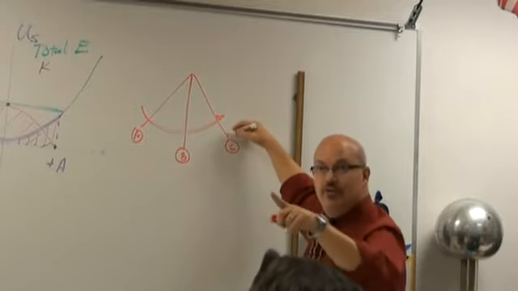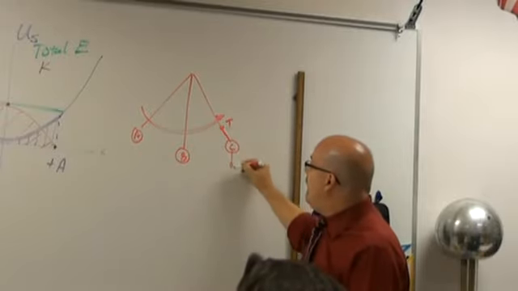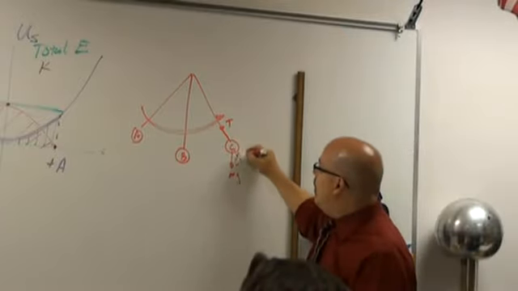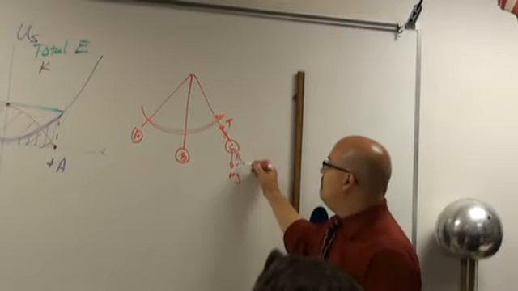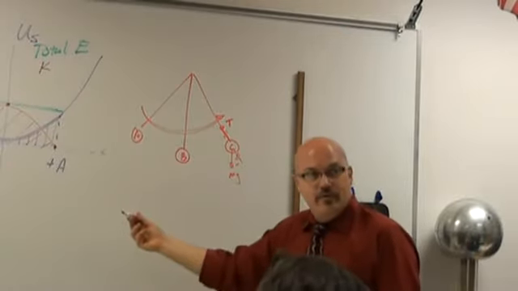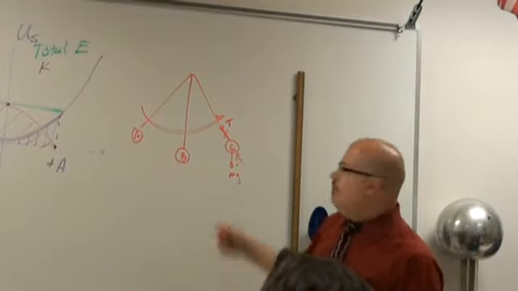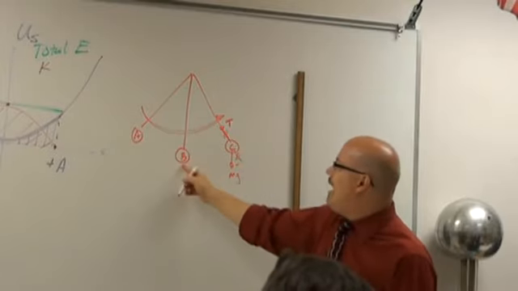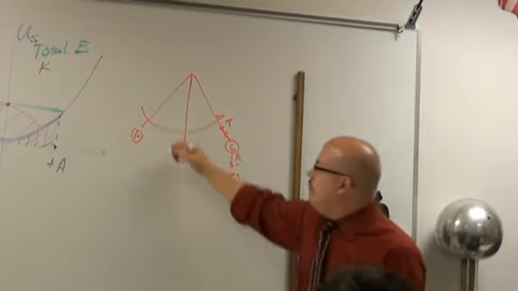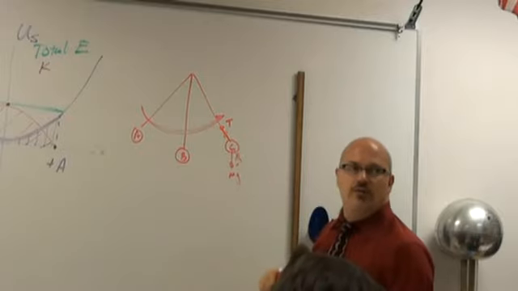Not gravitational potential, but just gravity, right? So I have a tension here, and I have gravity here, and part of this gravity is canceled by the tension, but the other part pushes it back this way, right? So our restoring force is part of gravity, but when we get to this spot, gravity no longer is pushing it one way or the other. Over here, gravity's pulling it this way, over here, gravity's pulling it this way. So that's our restoring force.